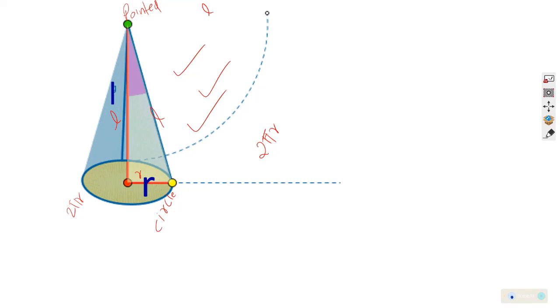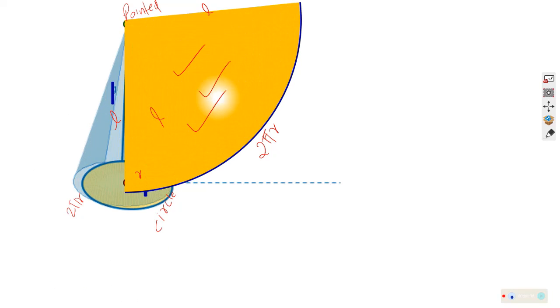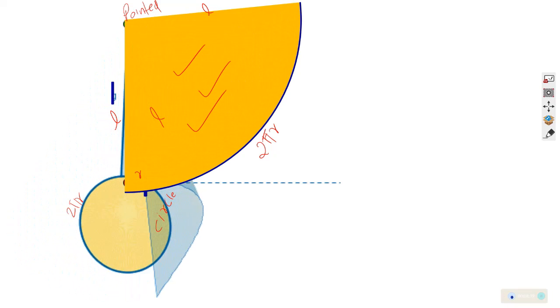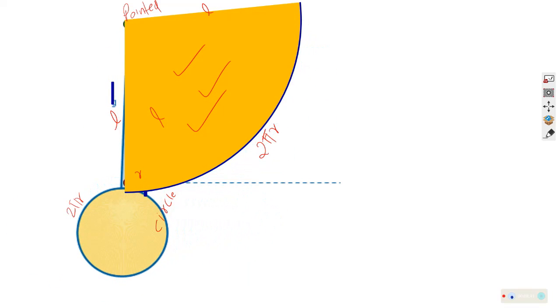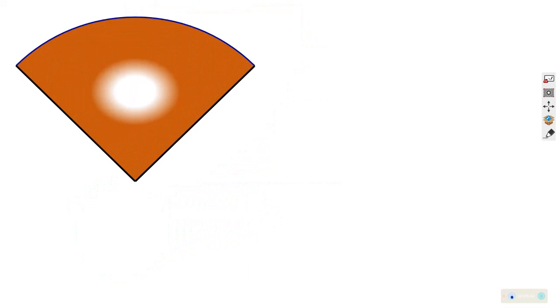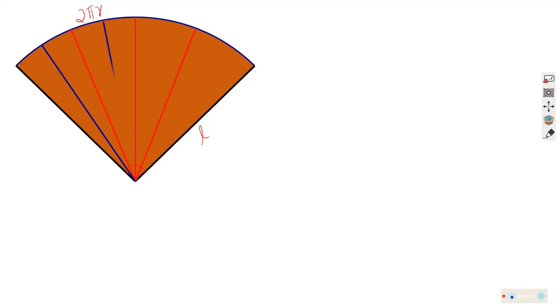So let us move ahead to find out how we can do it. Let us remove that part from this particular animation. This is where we have 2 pi r here and we have the slant height here. We do not have an idea about the angle, otherwise we might have used the formula of a sector, but we cannot. What we will do is break this into pieces, as many small pieces as possible, and we will separate it.